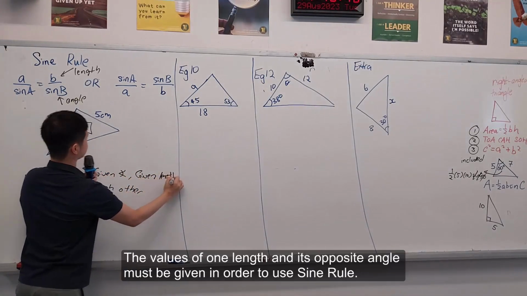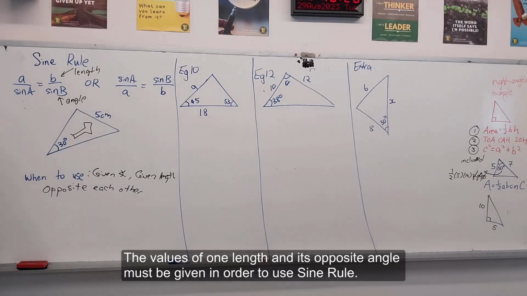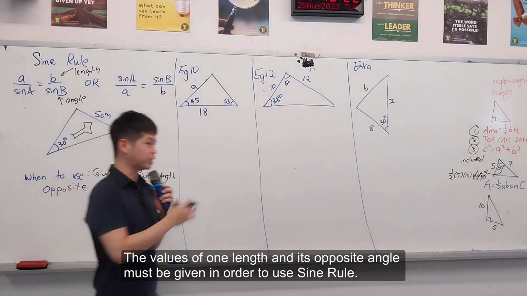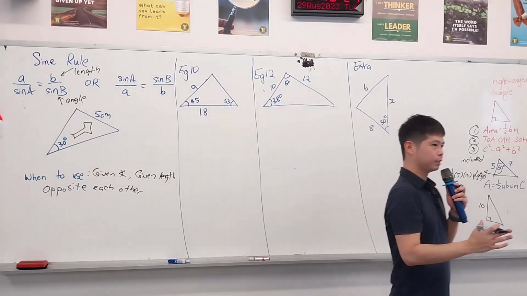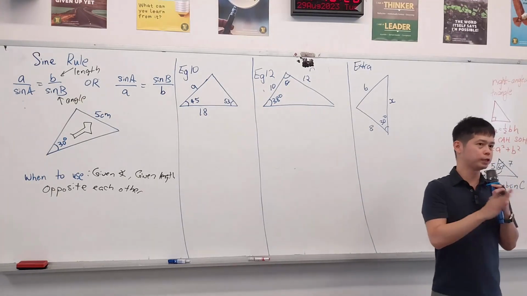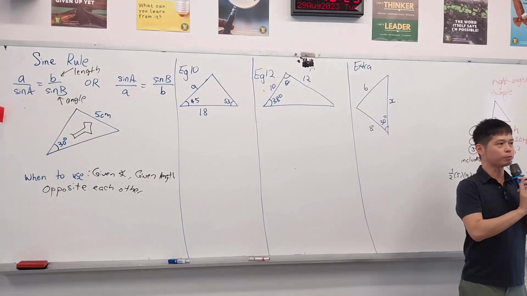It must be given. That means the value must be there. So once I see this, I use sine rule, I get 2 marks. Just use, don't care what you want to find. Don't care what they ask you to find. Just use it, you will get 2 marks. And it's confirmed correct one.